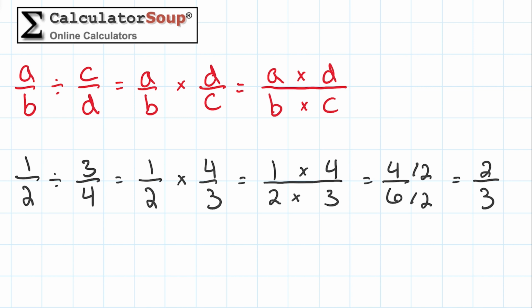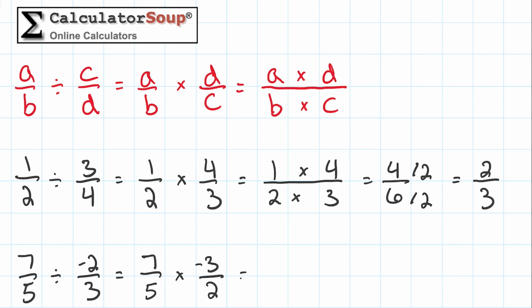For another example, let's divide 7/5 by -2/3. Rewriting the equation, we keep 7/5, change to multiplication, and flip 2/3 to 3/2. We can keep the negative sign in the numerator. Next, do 7 times -3 for the numerator, which is -21, and do 5 times 2 in the denominator, which is 10. This fraction cannot be reduced, so our answer is -21/10.